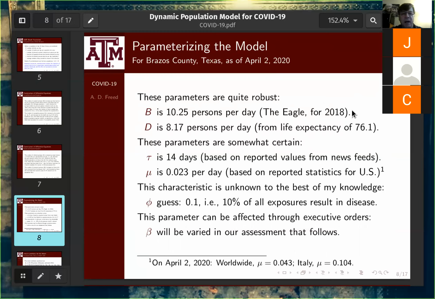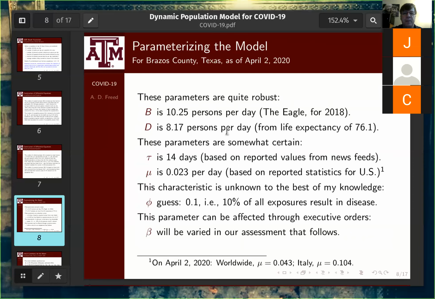I figured if I get those two, I'm pretty close to the county. So that total number of births for the year was divided by 365. When I did that, it turns out that there's 10 1/4 babies born in Brazos County every day. And that was the statistics for 2018. And then it turns out, based upon the numbers of people that live here, there are about 8.17 deaths per day. And this I wasn't able to find the actual number of deaths. What I did was I took a life expectancy of 76.1 years for the United States.